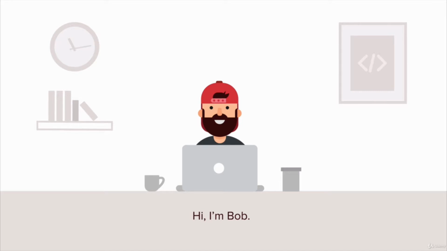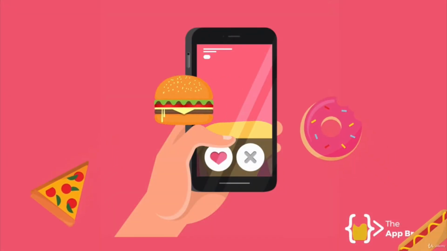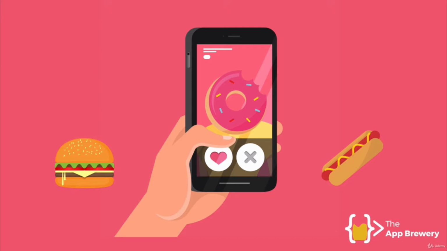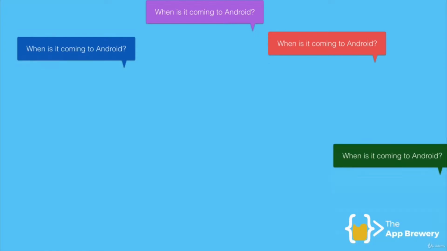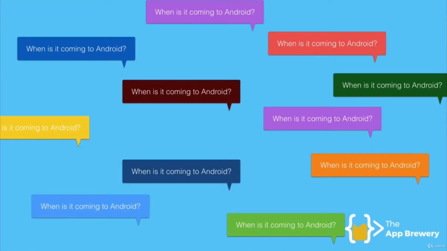Now, Bob made this really cool app where instead of matching with other people, you get to match with foods, and you get to figure out what food you most want to eat. And it's a super popular app. Everybody loves it, but there's just one problem. It's only on iOS. So every other day he gets a question of when's it coming to Android?